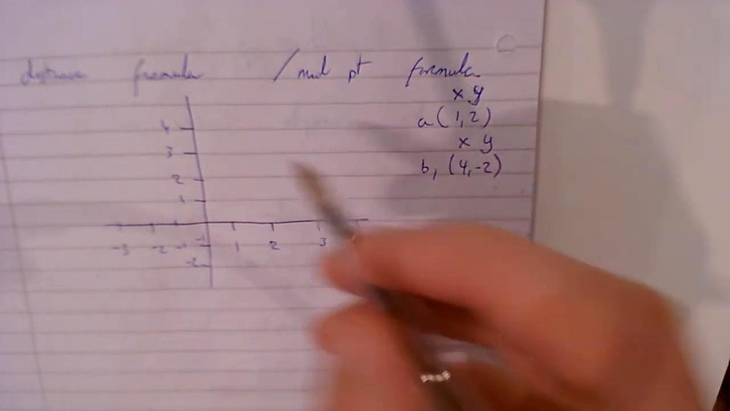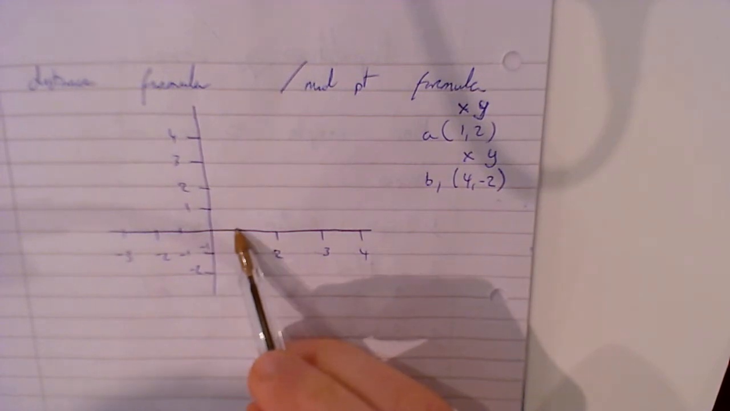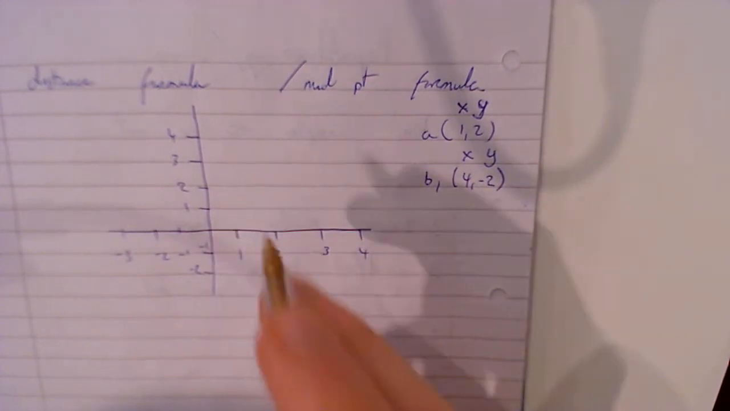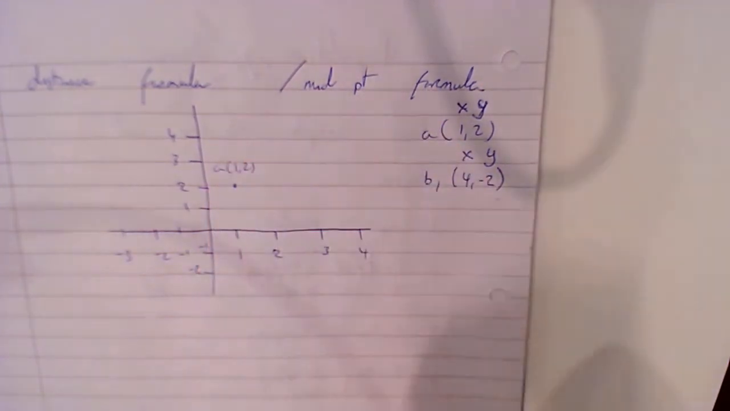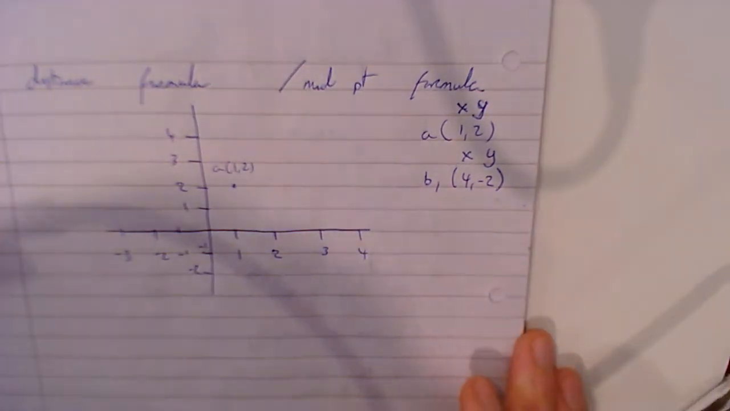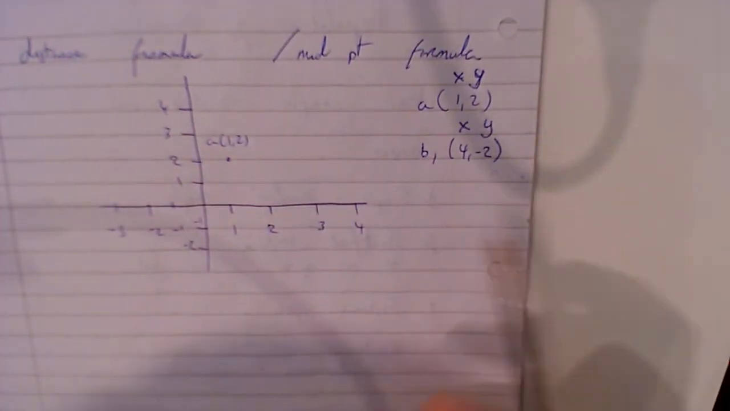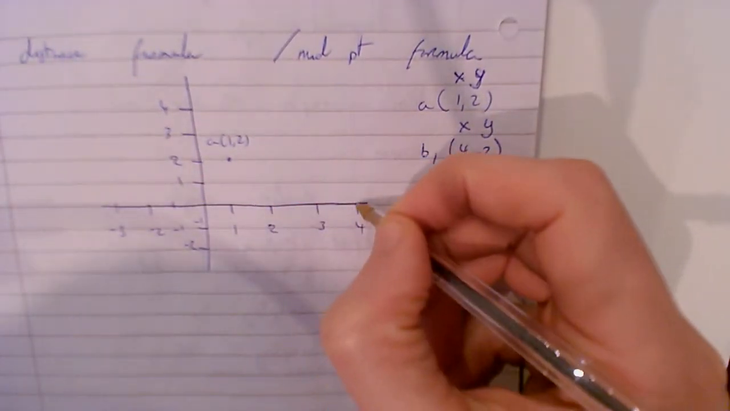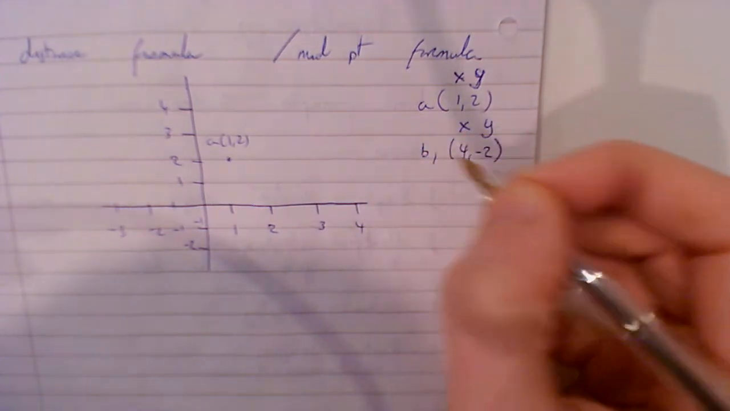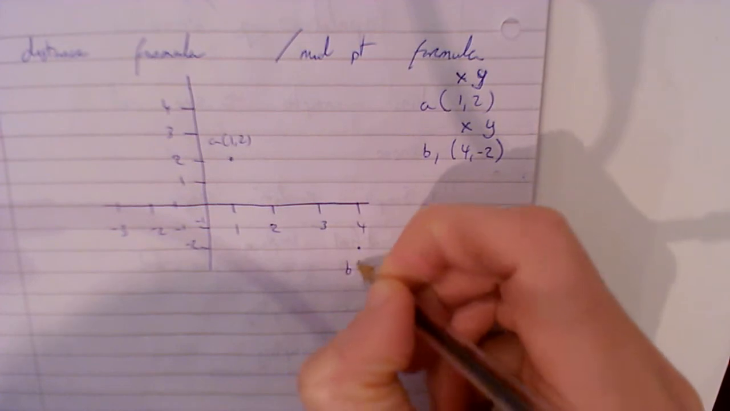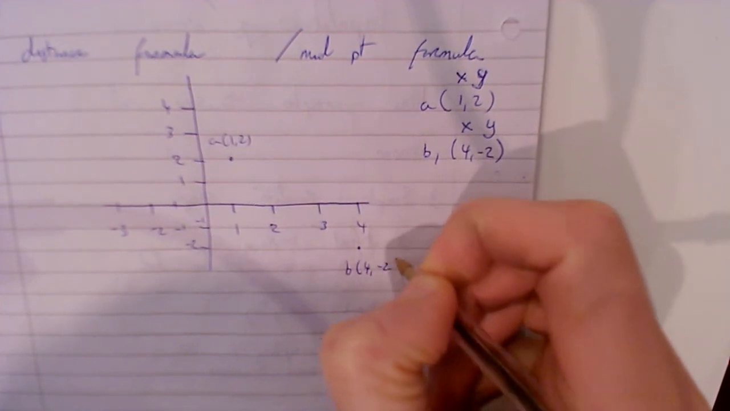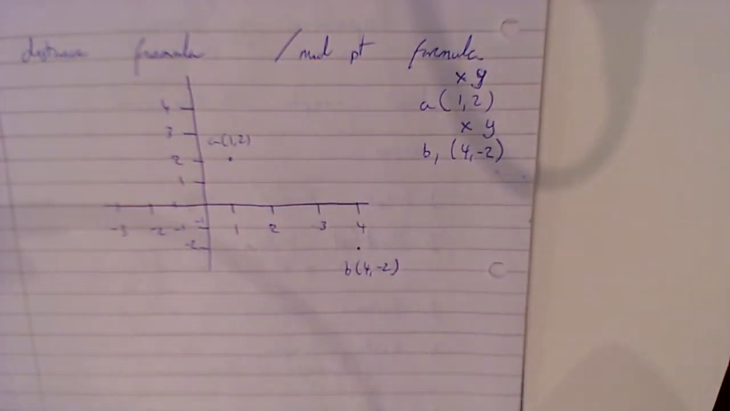So for point A, for the x coordinate I go across 1 and I go up 2. That's where they meet. That's 1, 2, my point A. My point B is 4, -2, so 4 and then down to -2, and that's our point 4, -2. This is first year stuff that we're revising now.